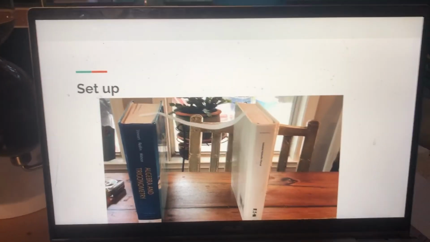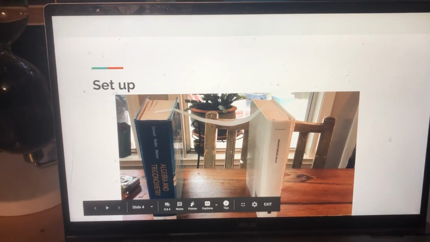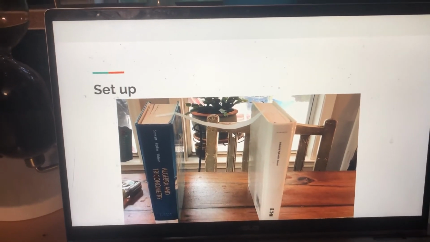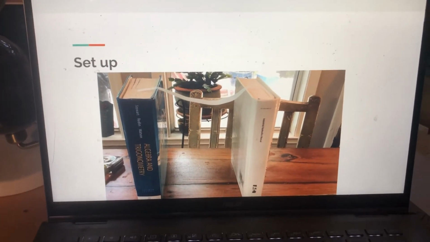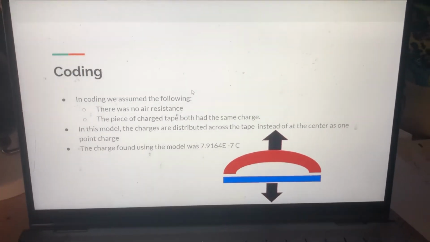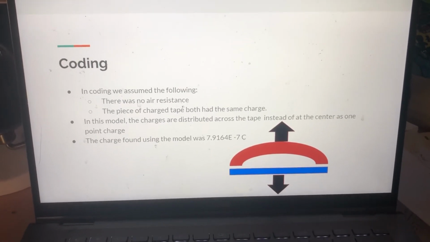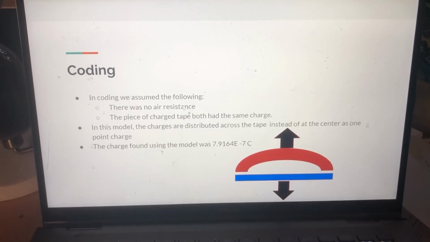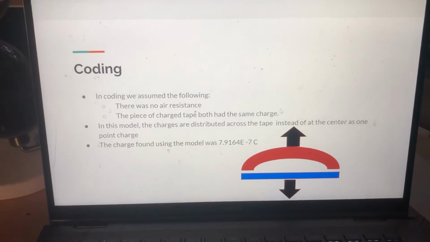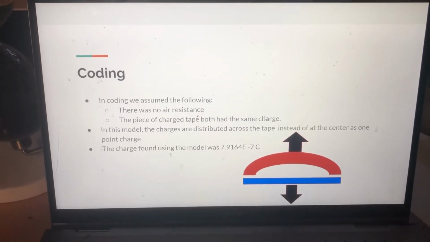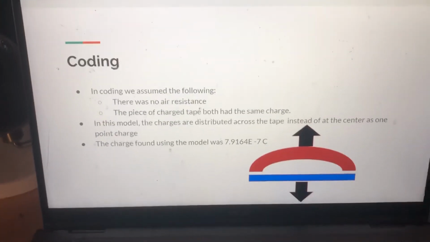The setup was pretty basic, with a piece of tape being held suspended by 2 books, and then another piece of charged tape repelling it upwards. So in the code, there are 2 assumptions made: that there was no air resistance, and that both pieces of charged tape had the same charge. These assumptions were used to find the line charge model.